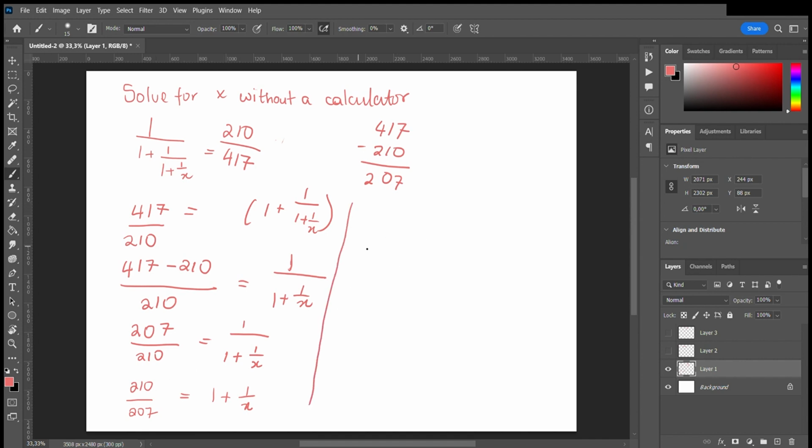So it's going to be 207. You're going to have 210 minus 207 all over 207 equals 1 over x. And then this is simply 3 over 207 equals 1 over x. Swapping this, you're going to have x equals 207 over 3. And that is your answer.